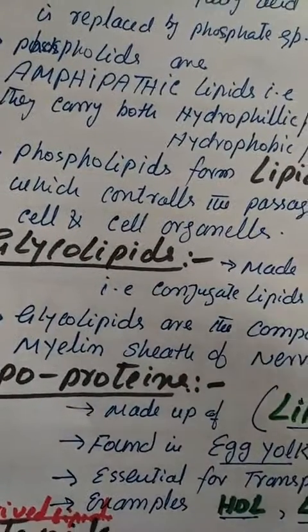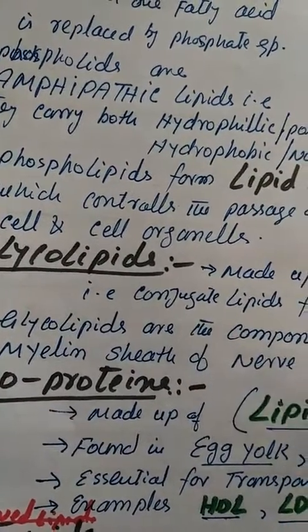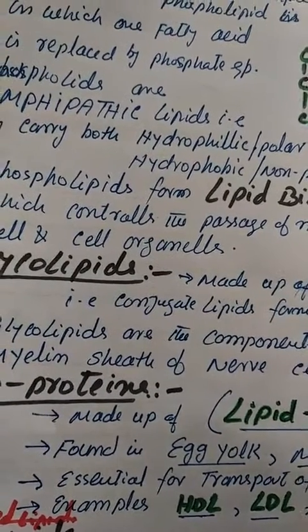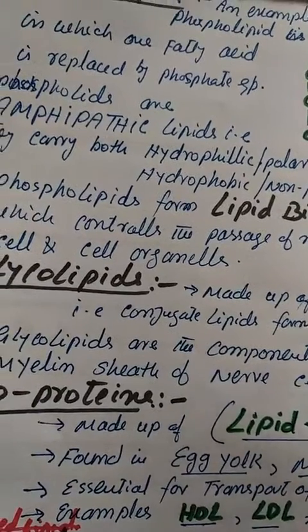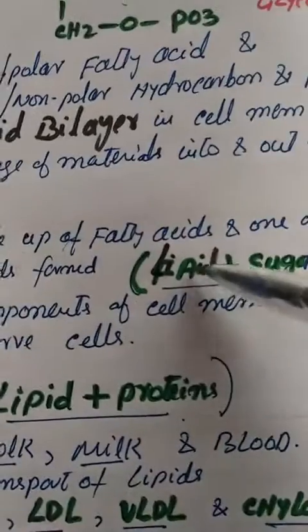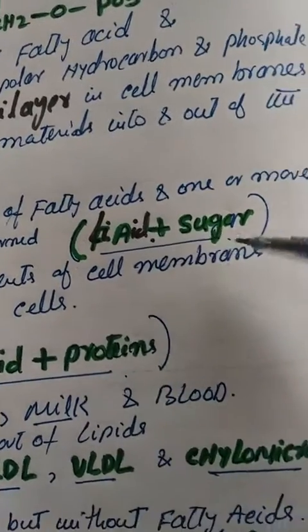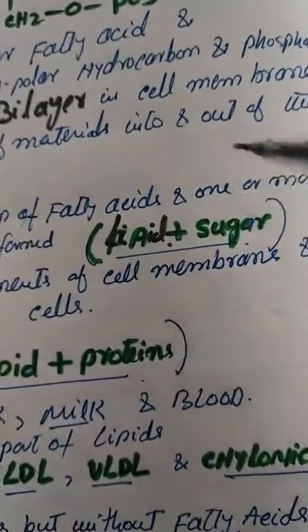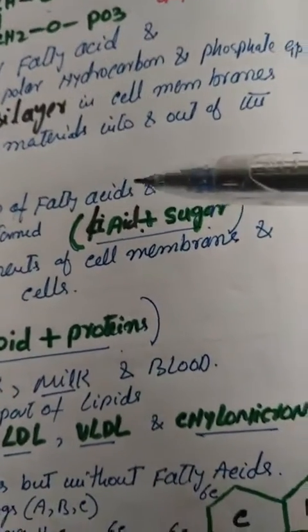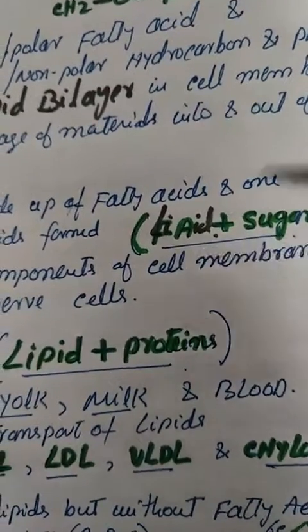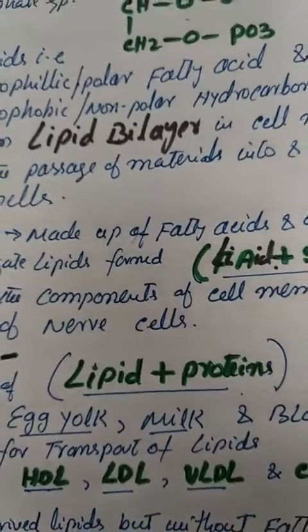These glycolipids are made of fatty acid and one or more sugars. That is, conjugate lipids formed by the combination of a lipid with a sugar. A lipid plus sugar form a glycolipid. Glycolipids are components of cell membranes and the myelin sheath of nerve cells.